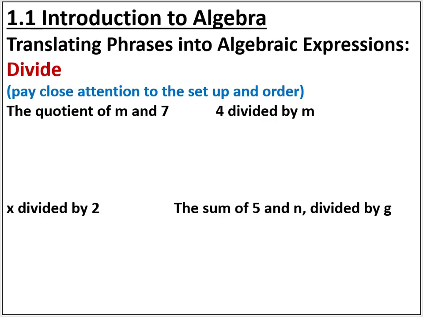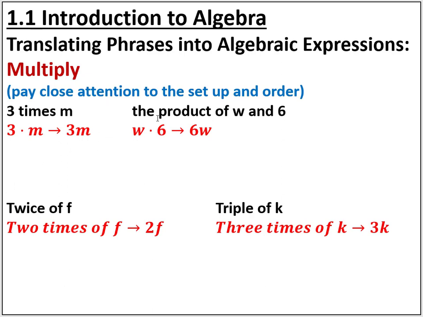So let me go back to the example for multiplication. So here, for example, it says the product of w and 6, and it had the word and. So since w was in the front and 6 is at the end, usually we would follow this particular order in terms of add, subtract. Now for multiplication, we can't just leave it like that, we just rewrite it as 6w.